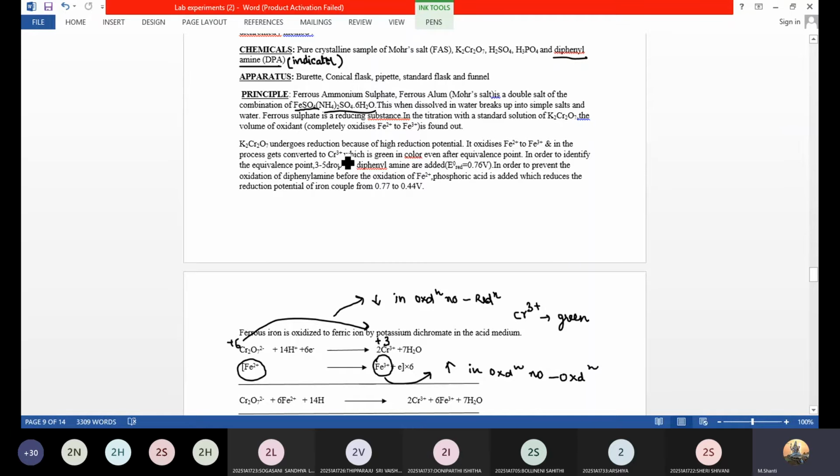Dichromate is getting reduced to chromium 3+ in the process of oxidizing Fe2+ to Fe3+. So this green color will remain as green only, even at the end point. So can you locate the end point if the green color solution still remains as it is?